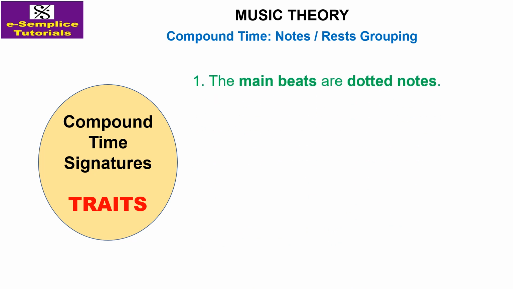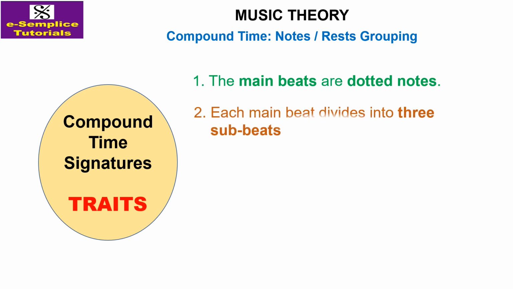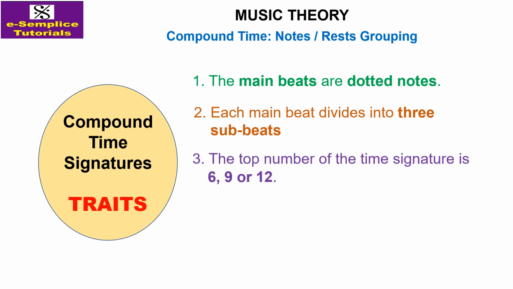1. The main beats are dotted notes. 2. Each main beat divides into 3 sub-beats. 3. The top number of the time signature is 6, 9, or 12.